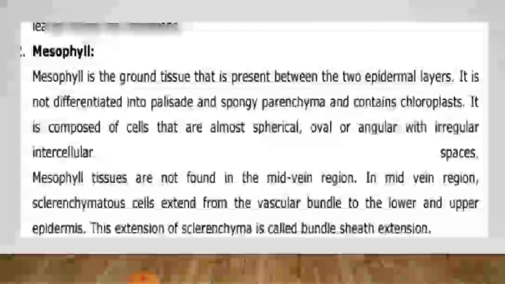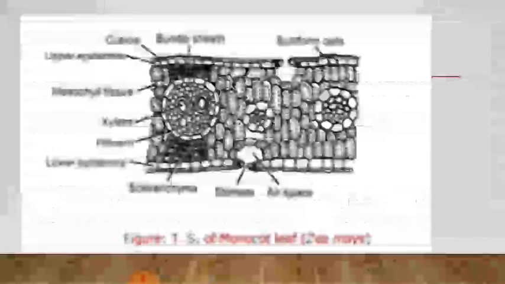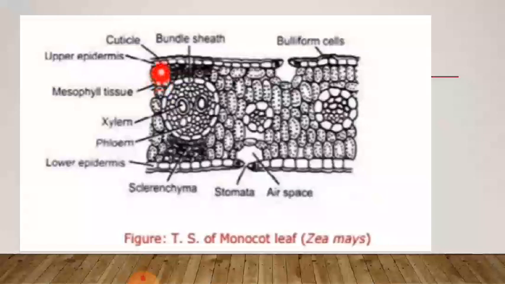The second part of this isobilateral leaf is the mesophyll. Mesophyll is the ground tissue that is present between the two epidermis layers. It is not differentiated into palisade and spongy parenchyma and contains chloroplasts. The tissue between upper epidermis and lower epidermis is known as mesophyll tissue.